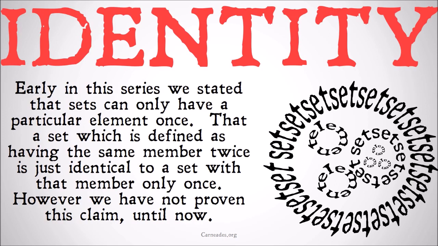So, early in the series we stated that sets can only have a particular element once. That a set defined as having the same member twice is just identical to a set with that member only once. If we have listed in our brackets the same object, set, class, what have you, listed more than once, that is redundant. It means that the set only has one of that object.